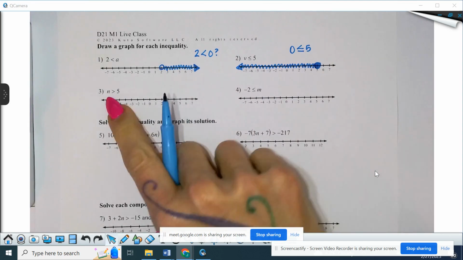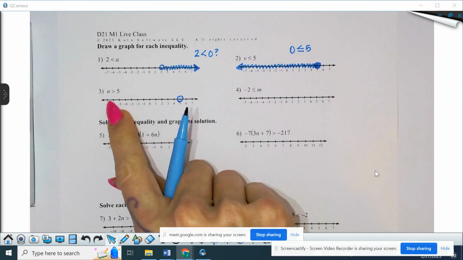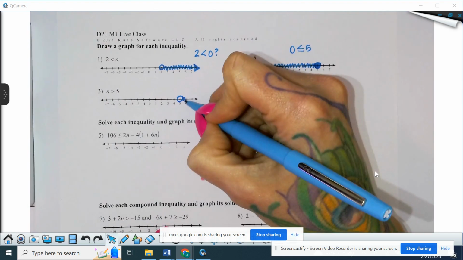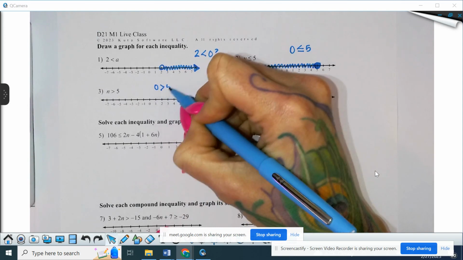N is greater than 5. So 5, there's not an equal to, so we're going to leave that as an open circle. And greater than 5, because 0 is not greater than 5, so we shade away from 0.